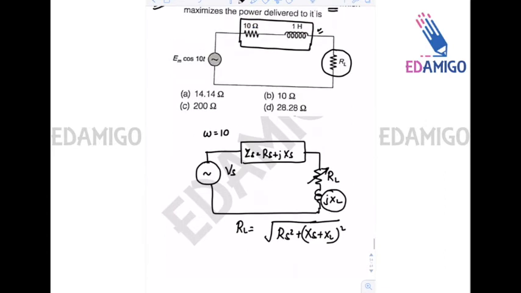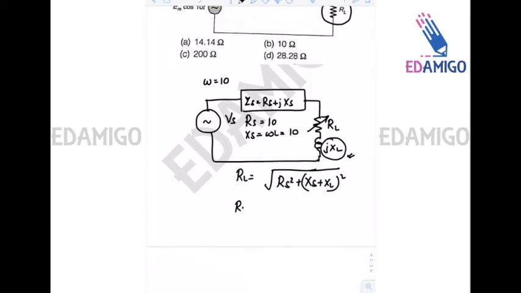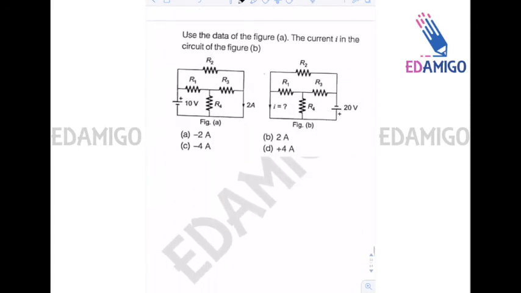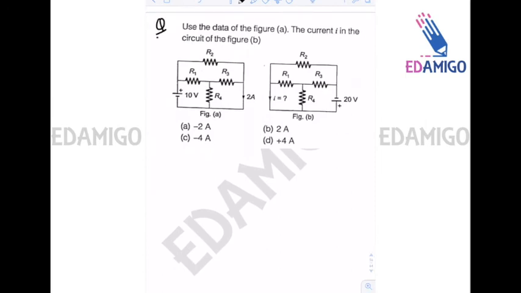Now in the given question, XL is equal to 0, RS is equal to 10 ohms, and XS is equal to omega L, that is 10. So RL is the square root of 100 plus 100, that is the square root of 200, that is square root of 2 multiplied by 10. So it is 14.14 ohms, your RL for the maximum power transfer. Now let's move on to another question.